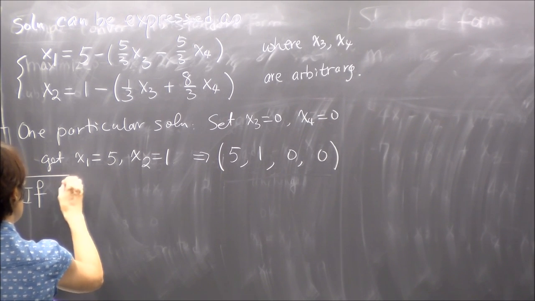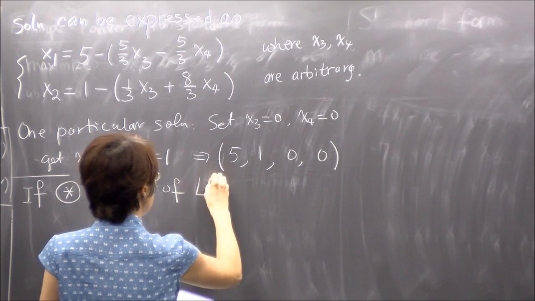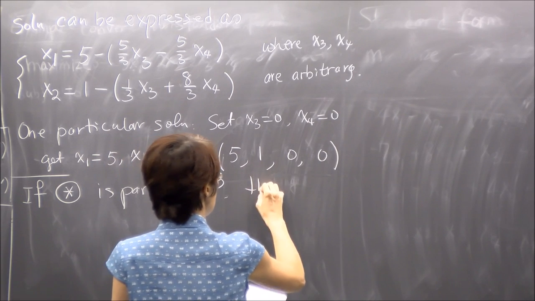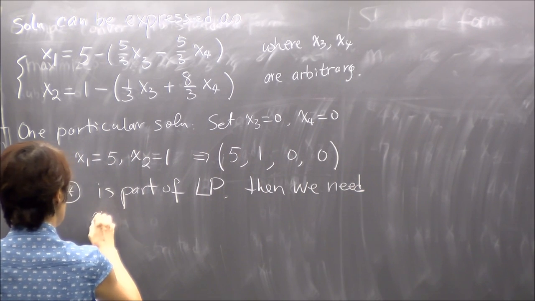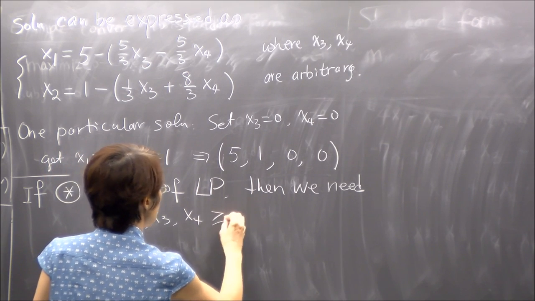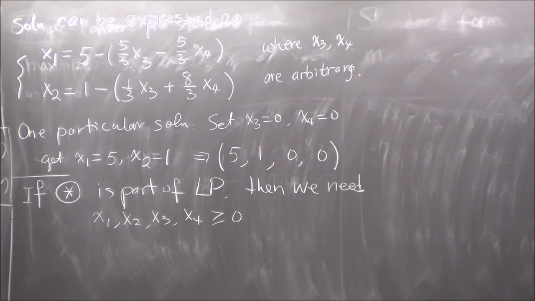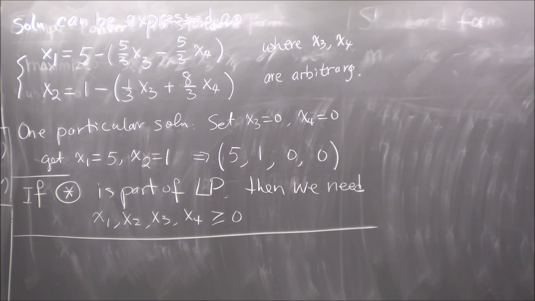So if the system star is part of linear programming constraint, then we also need the non-negativities. So x1, x2, x3, x4 have to be non-negative. We must require that, okay? Okay, so these are all observations. Now let's go back to build up more connections.